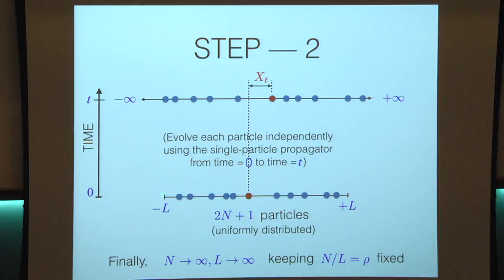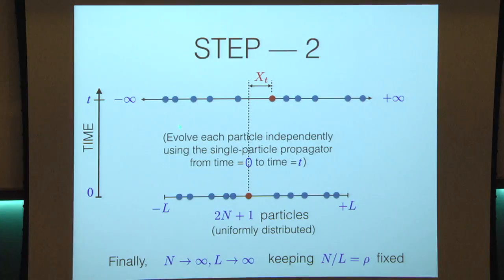So I initially consider particles in a finite region, between minus L and plus L. I put 2n particles, uniformly chosen with probability 1 over 2L. Basically, each particle I put independently. I look at the middle particle; that's my tag particle. And I let each particle evolve independently by its dynamics, by the propagator G I have mentioned. So it's just one shot. It just goes from there to there in one shot.